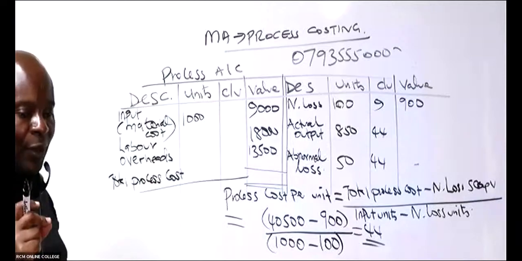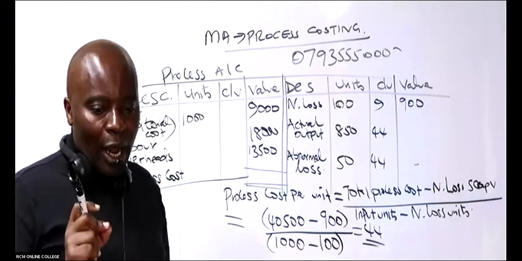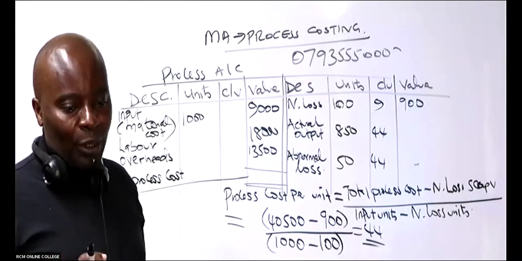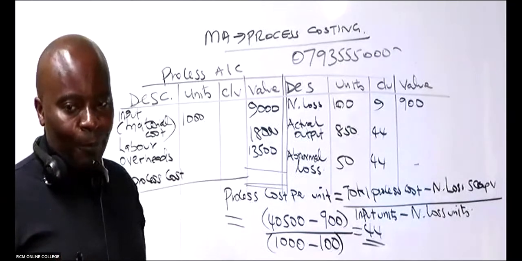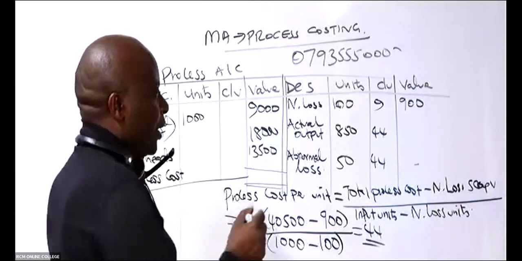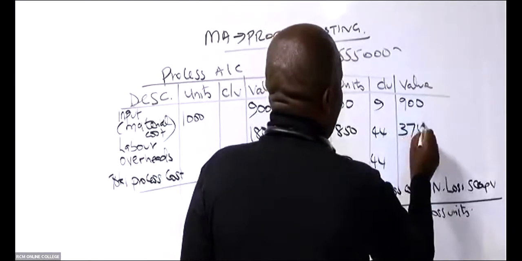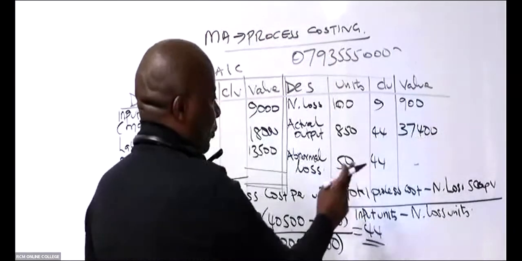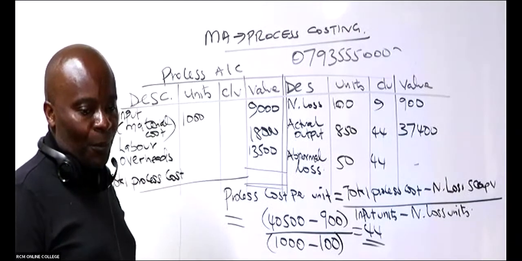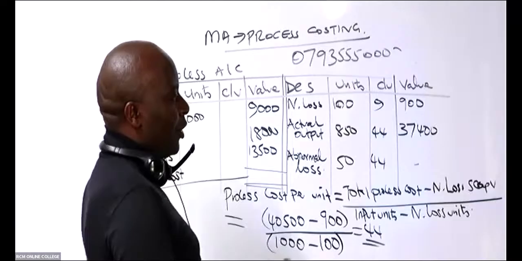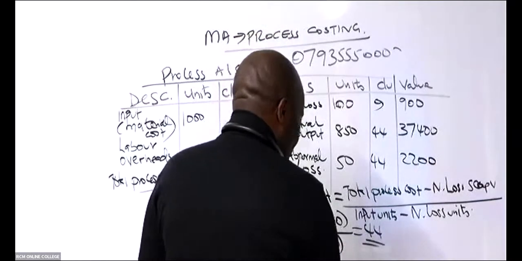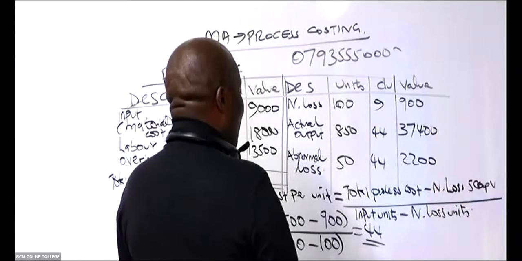So then what will be the total value of actual output? 850 times 44, 37,400, and then 50 times 44, because remember, this is per unit. So this gives me 2,200. And you can easily mark for yourselves because this account has to balance.